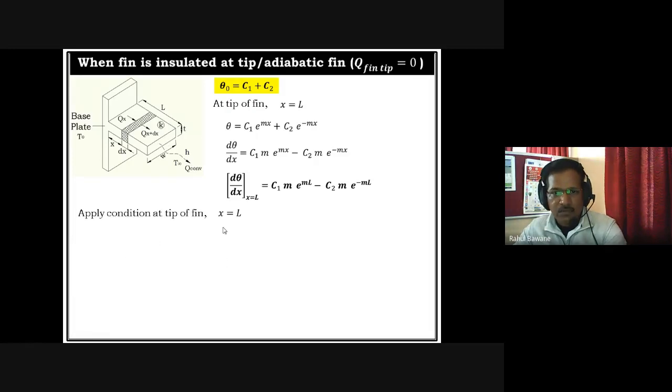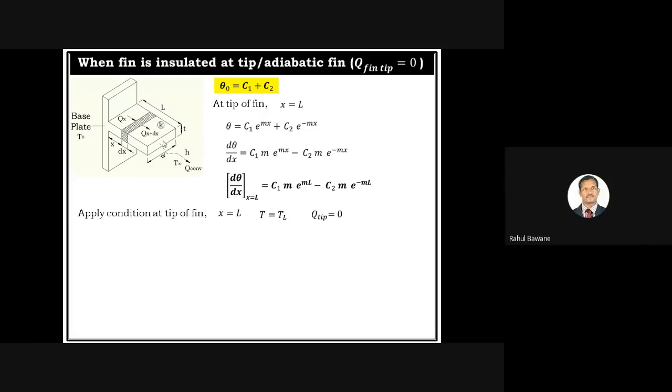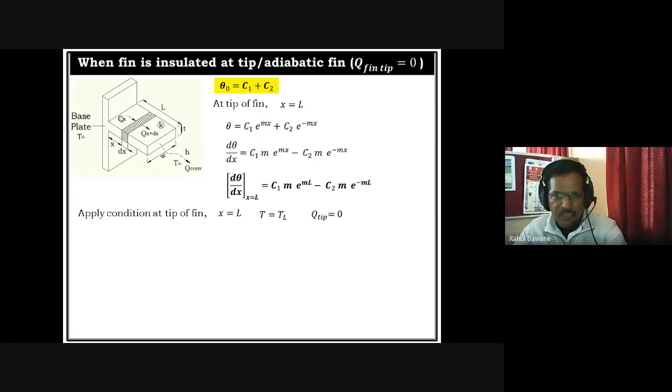Now applying the condition at the tip, so x becomes L, T becomes TL. So at the length L, that is the tip, the temperature is denoted by TL. It is assumed that the tip surface has negligible heat transfer rate, that means it is zero, an insulated tip. So heat transfer from the tip is zero. There is heat transfer from the surrounding surface, but from the tip it is assumed zero.